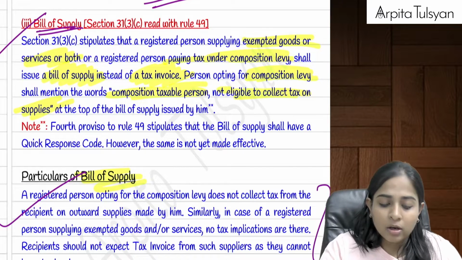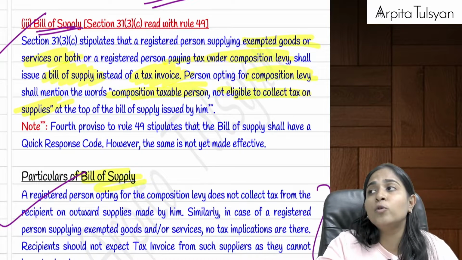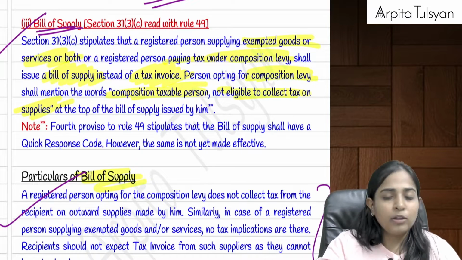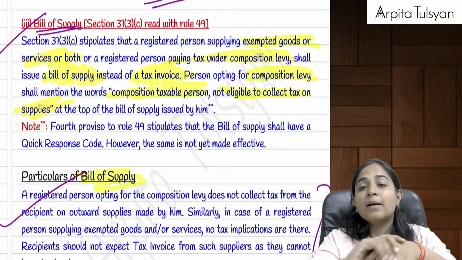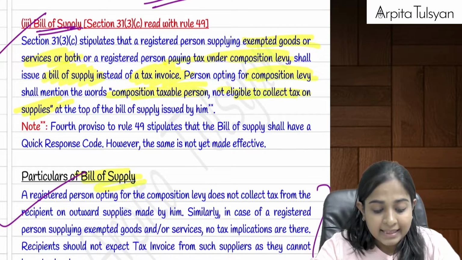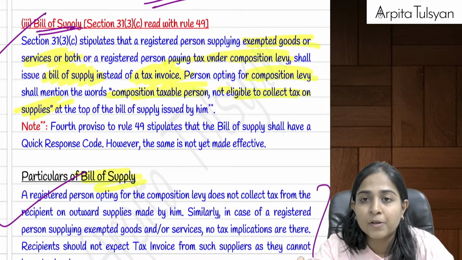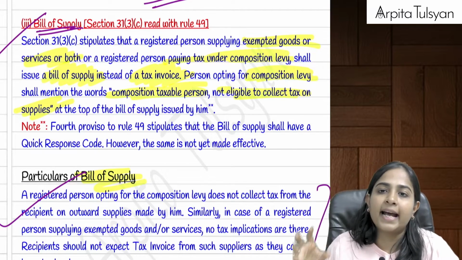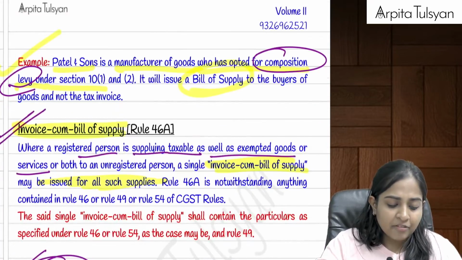Whenever you are supplying any exempted goods or services or both, or if you are a composition scheme dealer, then you cannot issue a tax invoice, you will have to issue a bill of supply. And suppose if you are a composition scheme dealer, you will have to write in that bill of supply that you are a composition taxable person not eligible to collect tax on the supplies. Right? Okay.